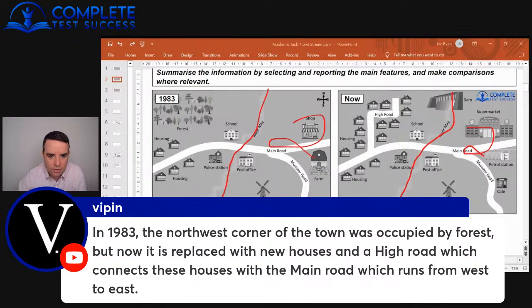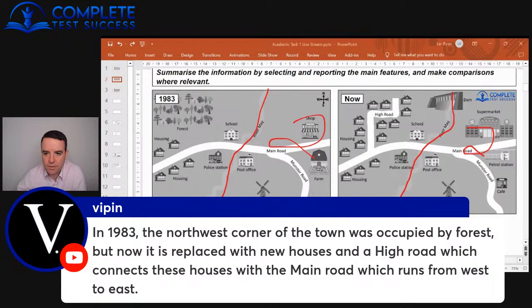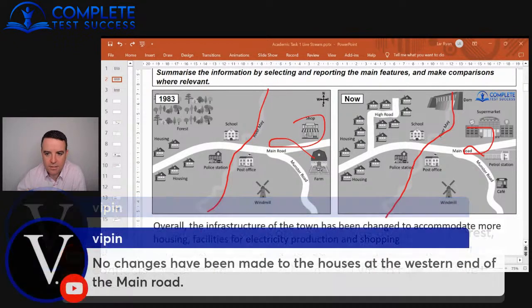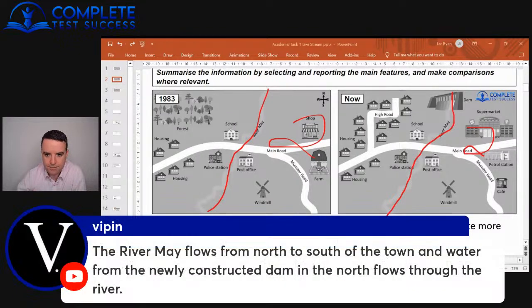In 1983, the northwest corner of the town was occupied by a forest. So you need the article, a forest. But now it has been replaced by new houses and High Road, which connects the houses with the main road, which runs from east to west. No changes have been made to the houses on the western end of Main Road. Good. And we could say how many houses as well. Like say how many new houses were built here. Say how many houses there were that have remained the same.